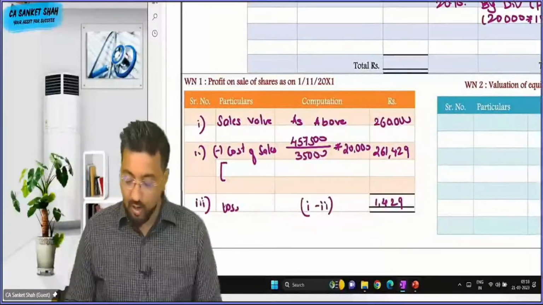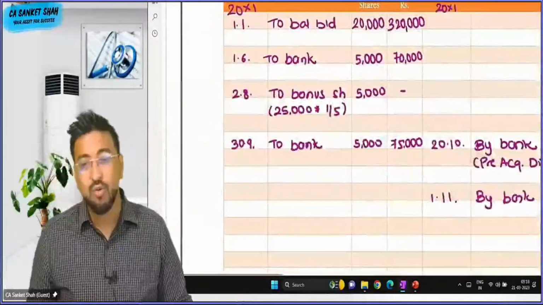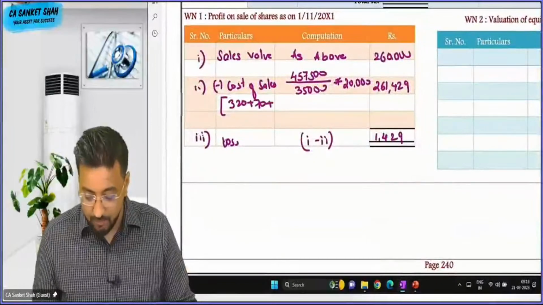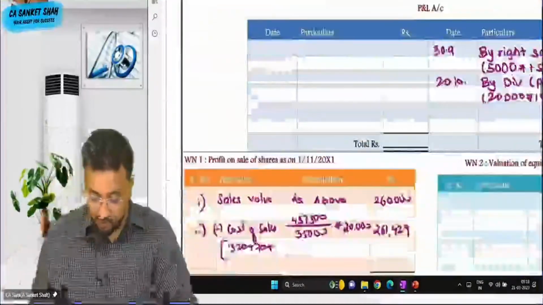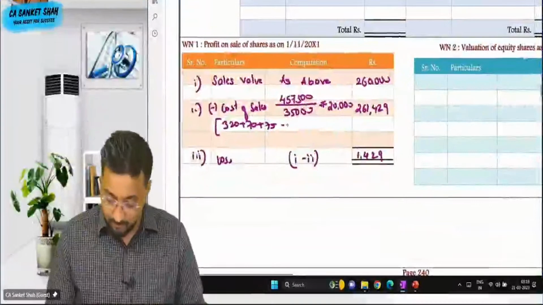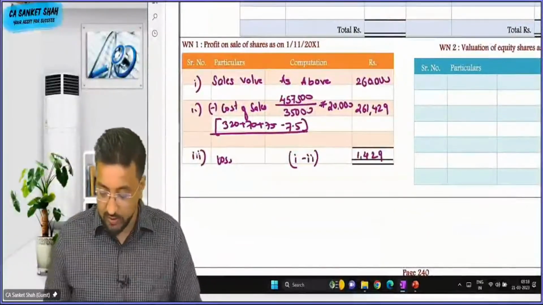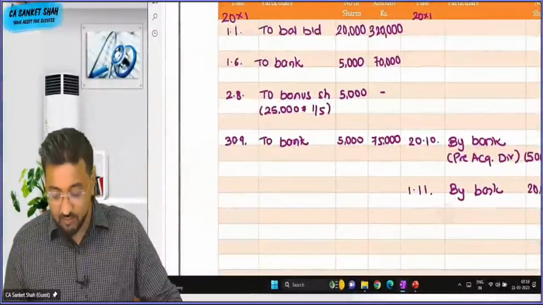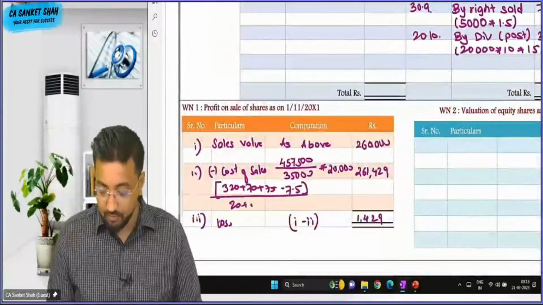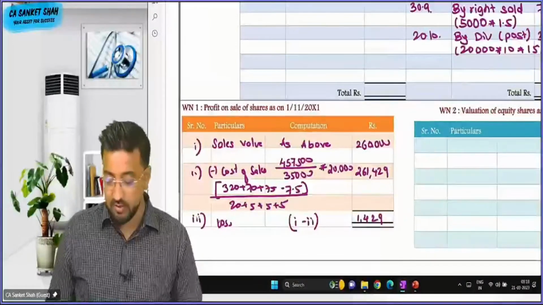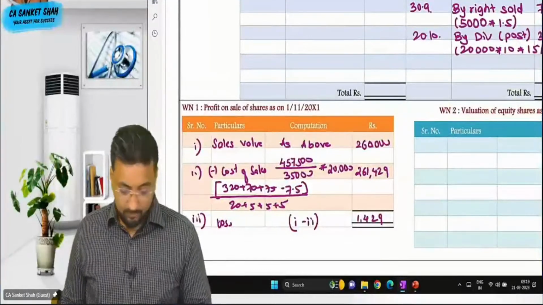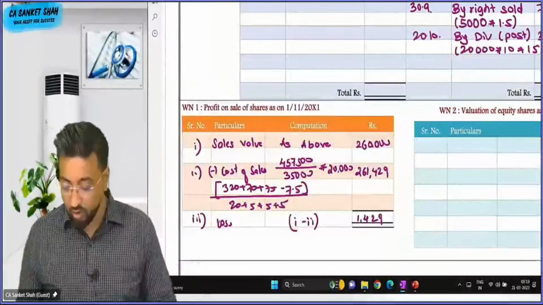Beta, how did you get 457,500? Why are you getting the wrong answer? 320 plus 70 plus 75 minus 7.5, and how many shares do you have? You have 20 plus 5 plus 5 plus 5: 20 plus 5 is 25, plus 5 is 30, 35. So you have 35,000 shares. So you must get the correct answer. 457,500 divided by 35,000. Why are you giving the wrong answer?